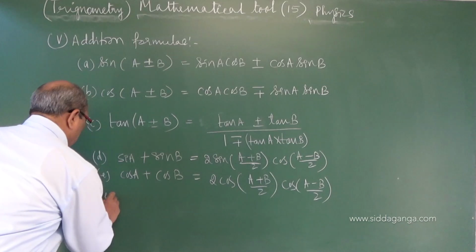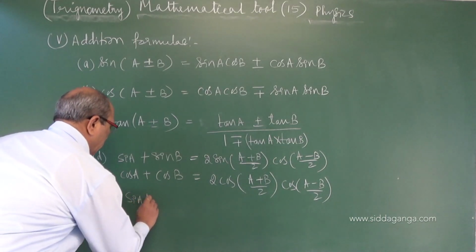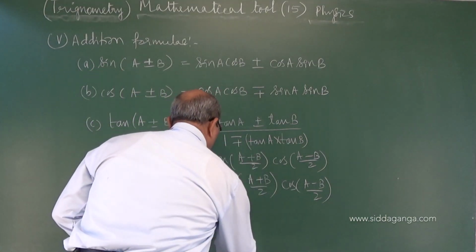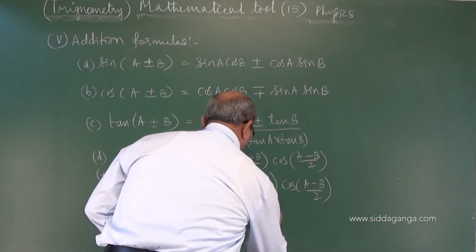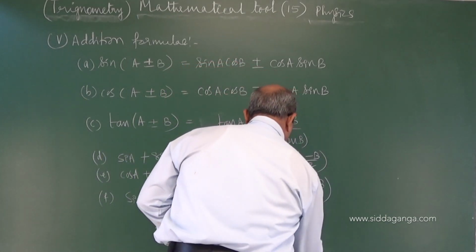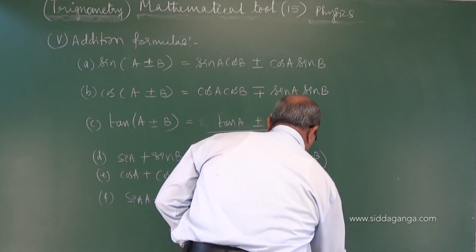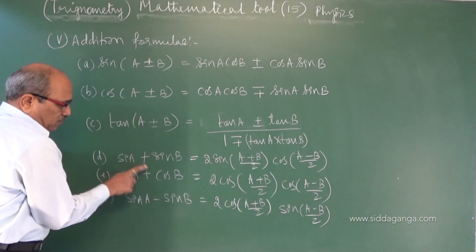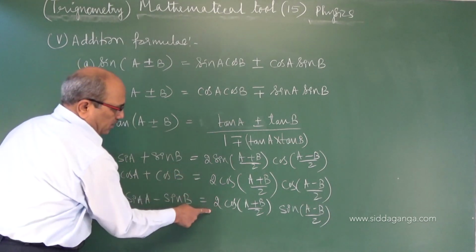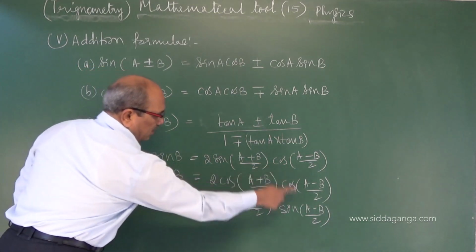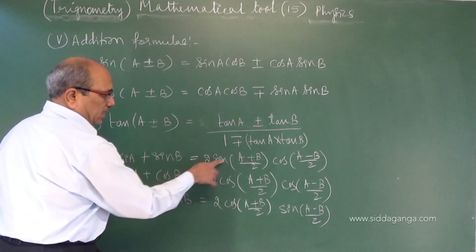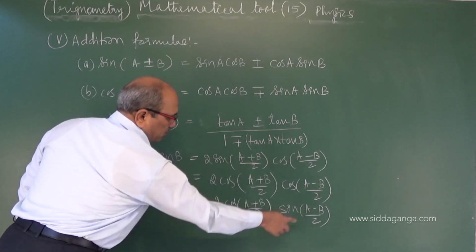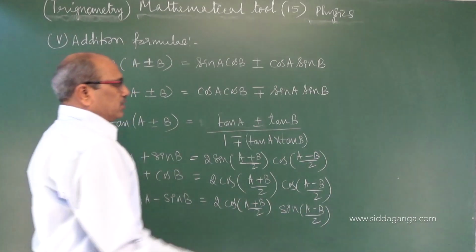So coming to sin A minus sin B: sin A minus sin B is 2 cos A plus B by 2 into sin A minus B by 2. So these are interchanged, you see. The plus sign becomes minus: for sin A plus sin B, the two terms are sin and cos; for the minus it reverses. Sin A plus B by 2 becomes cos A plus B by 2, and cos A minus B by 2 converts into sin A minus B by 2.